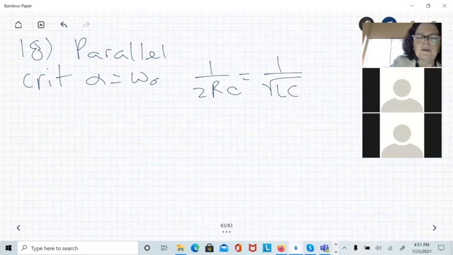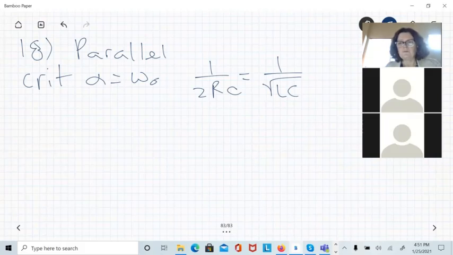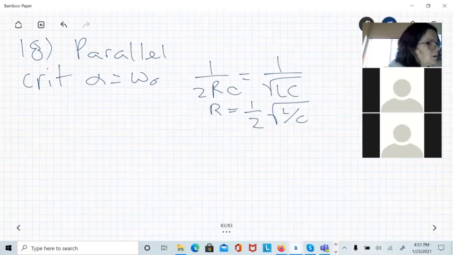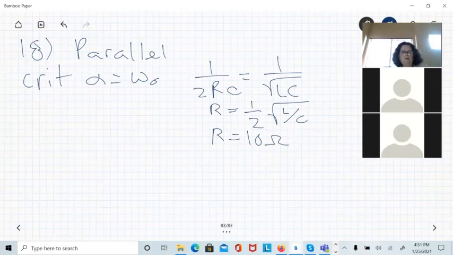You ever have to guess what the resonant frequency of the circuit is? It's 1 over root LC. We want to solve this for the value of R where this is true. So I do a little bit of algebra and I come up with R equals 1/2 square root of L over C. And I plug in the numbers that I've got and I get R equals 10 ohms. Okay, we found our R for critical damping.